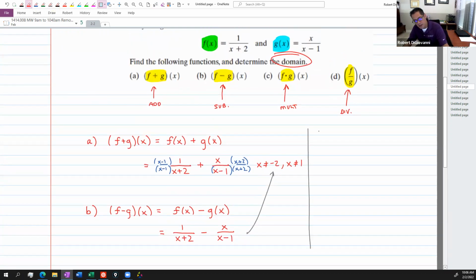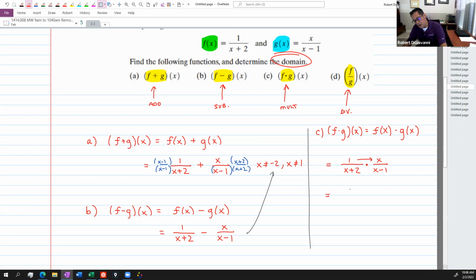For part C, I have multiplication. F times g of x. That means you're going to take the f function and multiply the g function, which would mean you take 1 over x plus 2 and multiply it this time times x over x minus 1. And this is actually easy for us to do because multiplication of fractions just goes straight across. You don't need a common denominator.